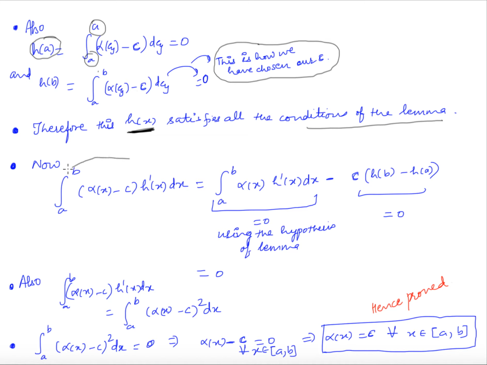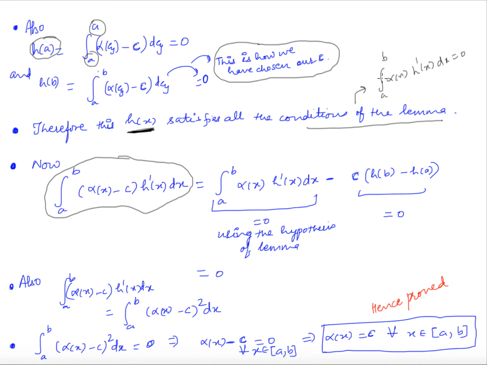Therefore this integral will be 0. Constructed by the lemma, therefore we have the integral from a to b of alpha x h dash x dx is equal to 0. This is by the lemma, right? Now consider this thing, the integral from a to b of alpha x minus c times h dash x dx.